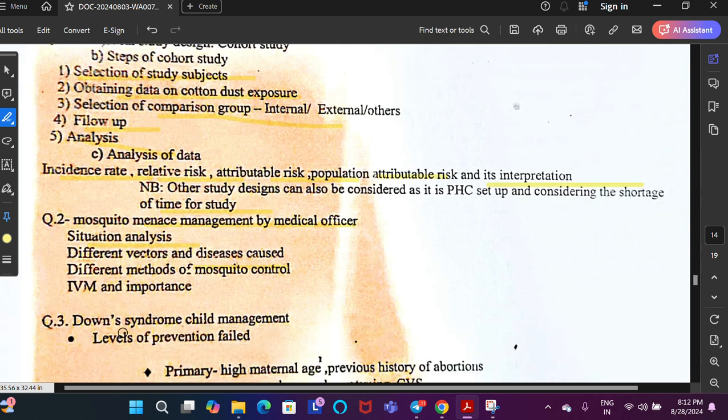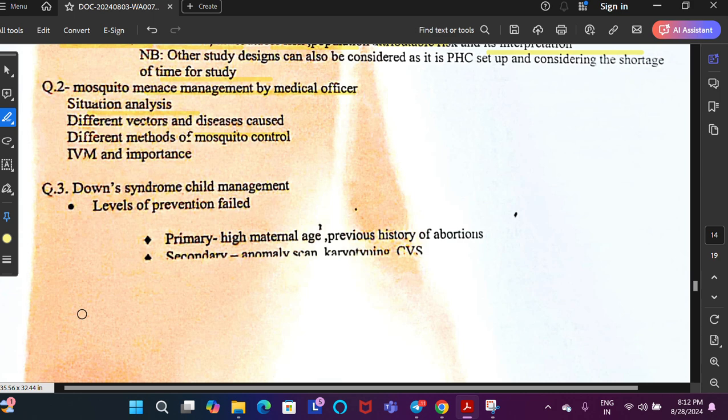Then Down syndrome child management. There is another third question that is also not on the screen, but I will read it. That is a 5-marker problem based question. Suma, aged 2 years with Down syndrome, is the only child to her parents who bring her to you for advice. How will you proceed to manage, considering the various levels of prevention?